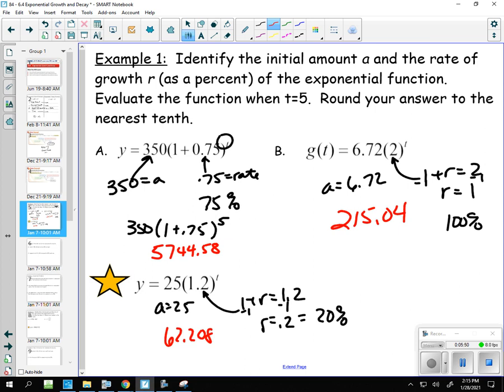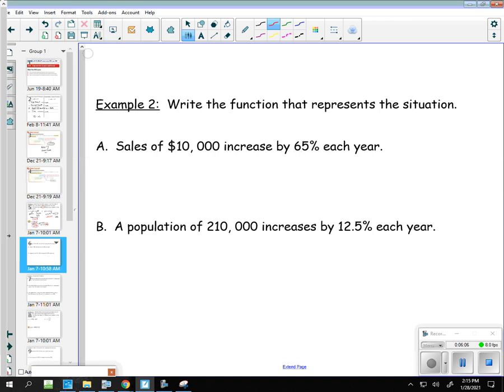I'm going to circle each one of those here in this last one. What is the initial value? What is the rate as a percent? And what is the value when you put 5? And they did ask me to round to the nearest tenth. I know I didn't do that on each one of these, but again, you probably should follow directions there.